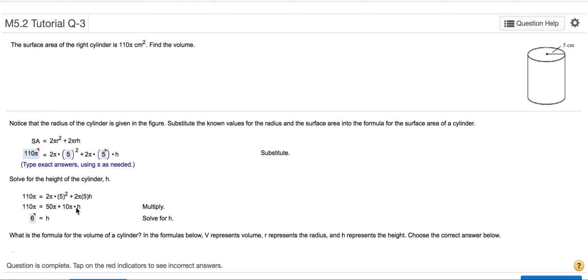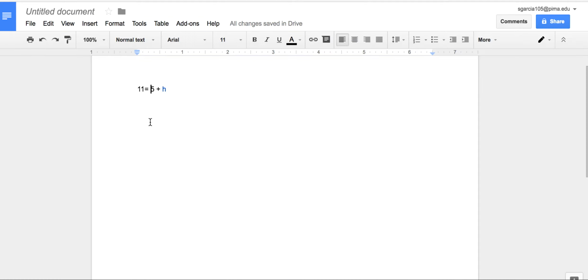Now, I think this is the part where you were confused, but since I divided by 10 pi on this side of the plus sign, I have to divide by 10 pi on this side of the plus sign as well. 50 pi divided by 10 pi is going to give me 5. Bear with me here. So I'm going to have 5 plus h on this side of my equation.